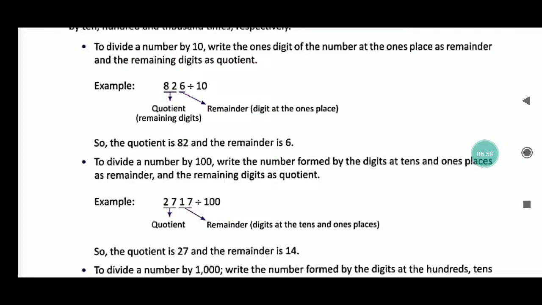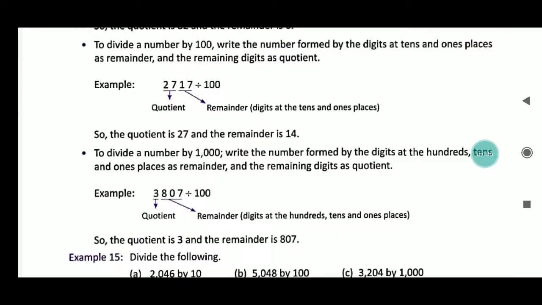So simple, just write the last two digits, that means ones and tens, as the remainder and the remaining digits as the quotient. The same thing happens in 1000 again. Write the number from the digits at the hundreds, tens and ones places as the remainder, that means you have to write 807 as the remainder and 3 as the quotient.